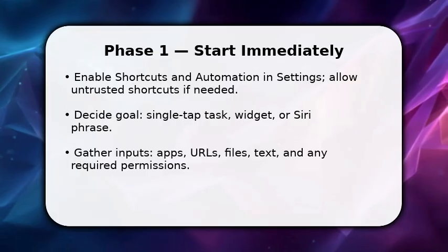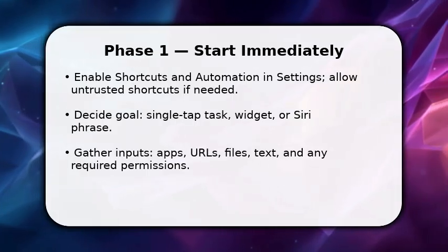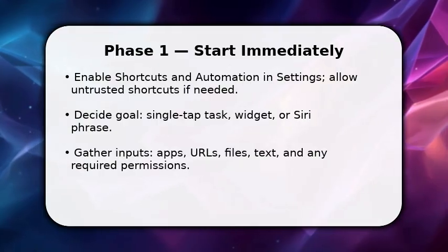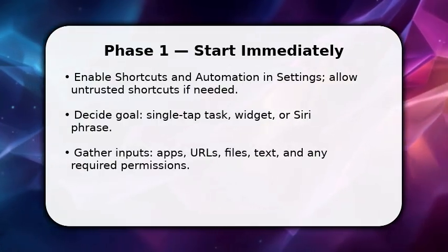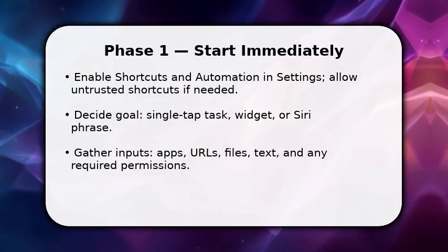You start now. Open Shortcuts and tap plus to create a new shortcut. Choose the primary trigger, tap, widget, or Siri phrase, so you know the end behavior.